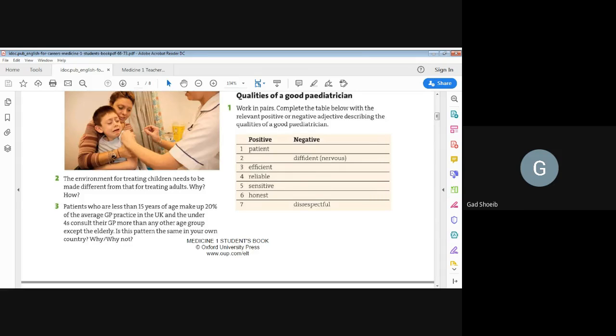What is the opposite of nervous? Not nervous. Who can tell me? Ahmed Tariq. Not tense. No. Confident. Number two, confident. Ibrahim, say it, please. Confident. Excellent. Number three, efficient. Zainab, efficient. Who can tell me? Efficient, yes, right.